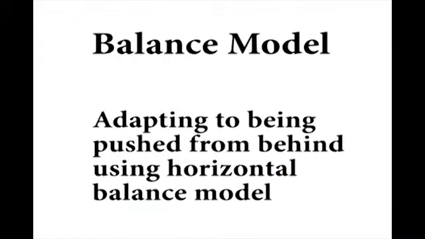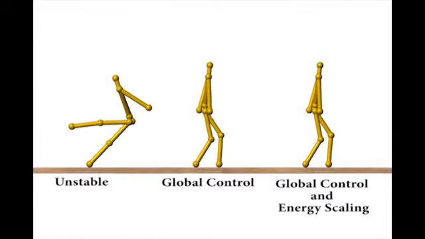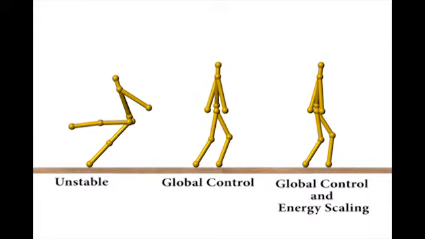We have also implemented a simple horizontal periodic balancing model. The starting state for the left figure lies outside of the basin of attraction. In the middle and on the right, energy scaling allows us to reduce the radius of the limit cycle.